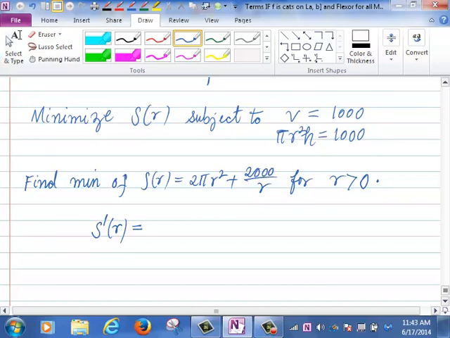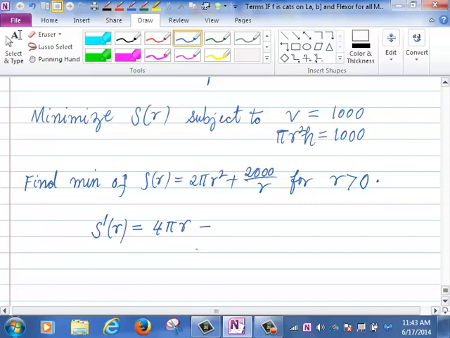Well, what's the derivative of the first term? That's going to be 4 pi r, right? You agree with that? 2 pi times 2r. That's the derivative with respect to r of the first term. What's the derivative of the second term? I have 2000 divided by r, right? Yeah, everybody agrees with that. What's the derivative of 2000 divided by r?